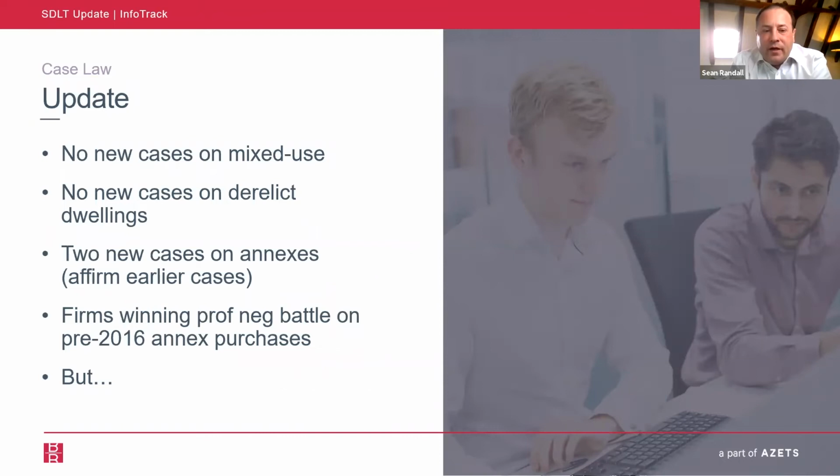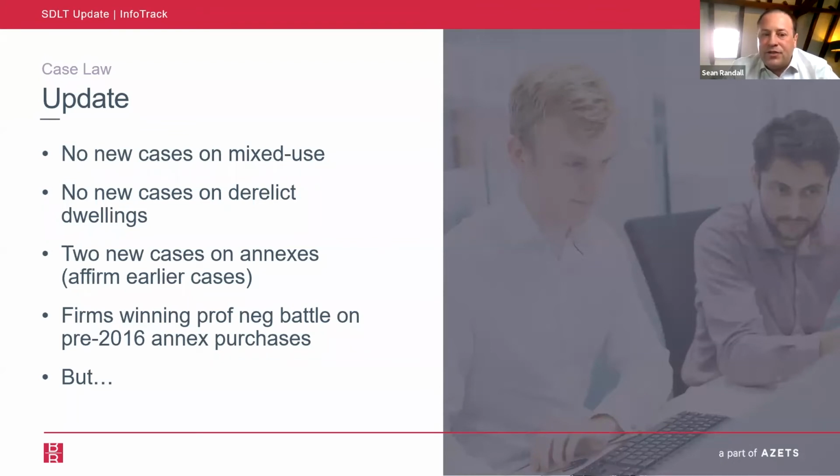And then we have, which is much harder to discern because these types of decisions, these county court decisions, are not published, professional negligence claims against solicitors for failing to advise buyers on the possibility of claiming multiple dwellings relief on the purchase of annexes before 2016. And the significance of that date is, in my view, really the only objectively arguable date when this practice of claiming the relief on annexes emerged.